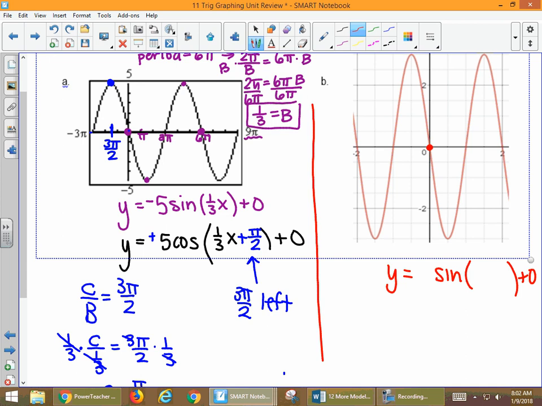My amplitude, let's see, looks like, so that would be -1, so that would be -3. So my amplitude is 3, and since my wave is going down and then up, I'm going to make that a -3. So I have an x-axis reflection. For that negative, my amplitude is 3.